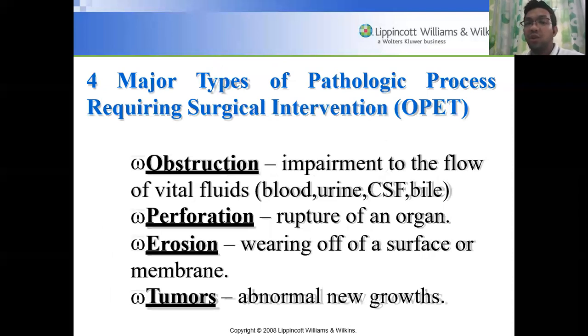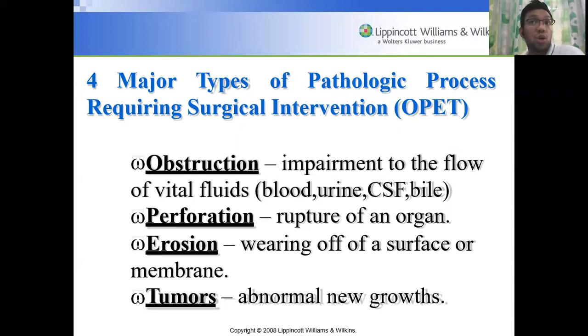Now, there are four major types of pathologic process requiring surgical interventions. Remember this mnemonic, OPET. These are categories that will require the patient to undergo a surgery. OPET. The first one is obstruction.